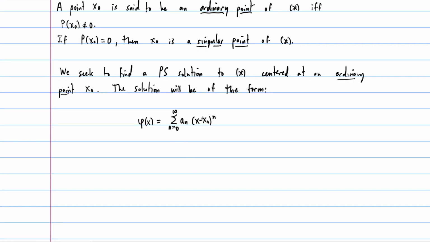Let's think about what actually needs to be determined here. If we've chosen a center point, then we know x naught. X naught is not unknown. X is a variable and n is an index. So the only unknowns here, and there are infinitely many of them, are the coefficients, a sub n. The job here is to determine the coefficient sequence. So we need to determine the coefficients of the solution function. We need to know a sub n for all n, or at least as many as we can possibly find.